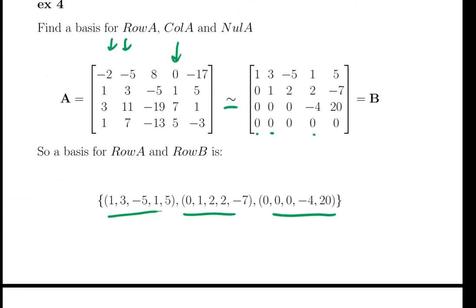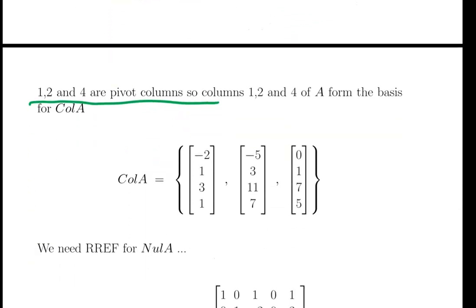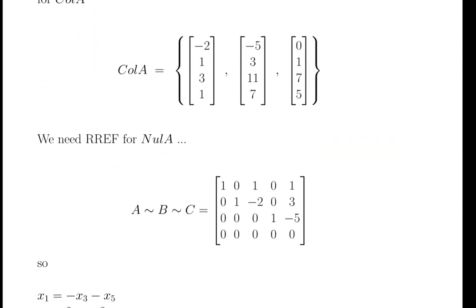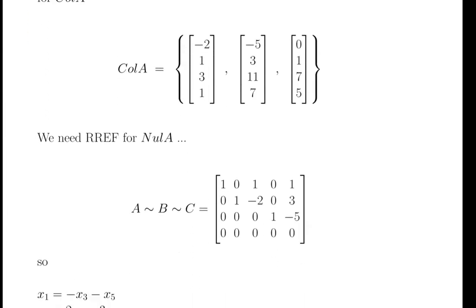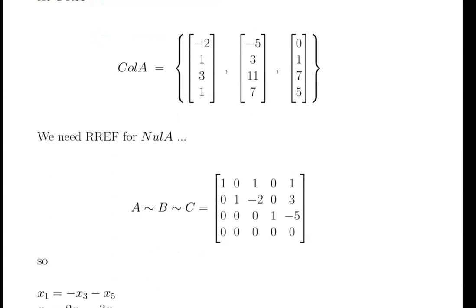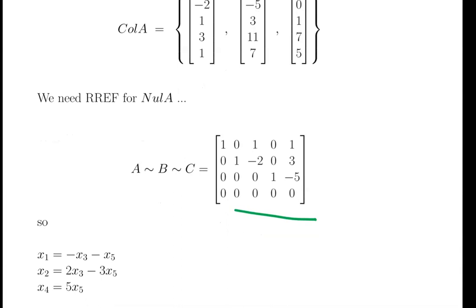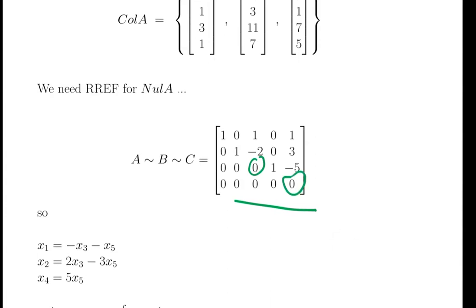And then finally, null space we also asked about. For the null space you want to use RREF. It just makes life much, much easier. So we further reduce B to RREF and get C, which is this. And then we go ahead and solve, because we have free variables. In fact, we have two free variables. This is not a pivot column, and nor is this one. So x3 and x5 are free.